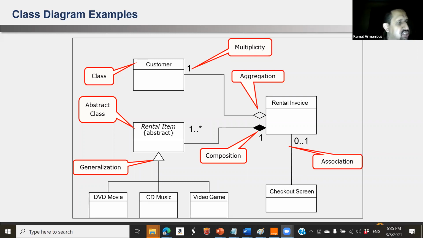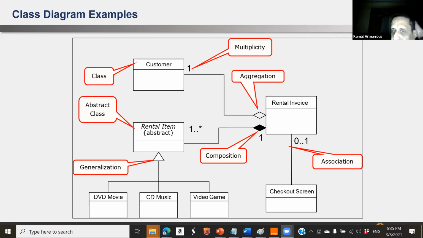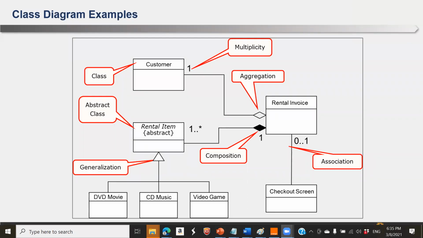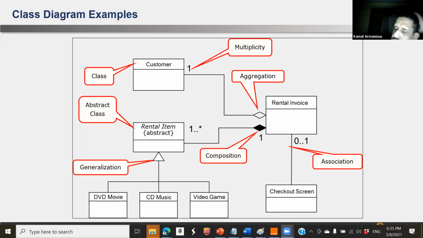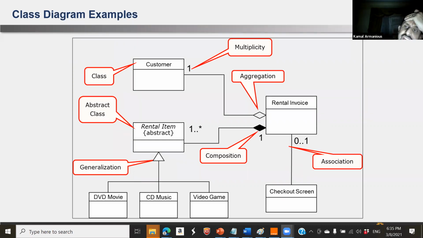So let's go through each relation, Muhammad. Video game, CD music, and DVD music are children of the rental item. The customer and the rental invoice, what sort of relationship is it? What do you believe, Muhammad? I forgot the name. I think aggregation means there's a part of whole relationship, and composition is part of whole. Composition: I can't live without you. Aggregation: I can live without you. So is the customer and the rental invoice an aggregation or a composition?